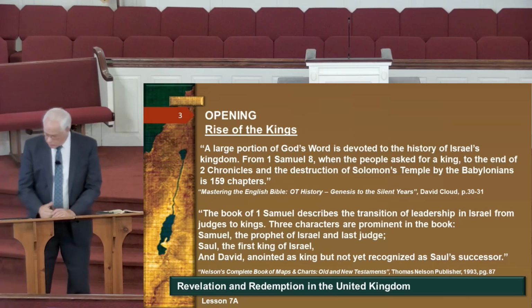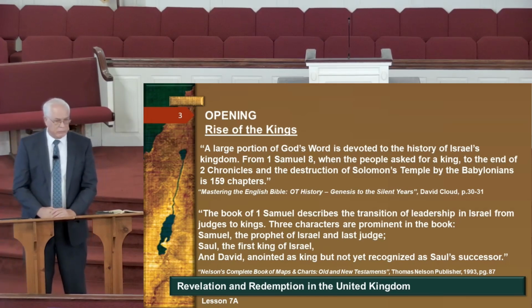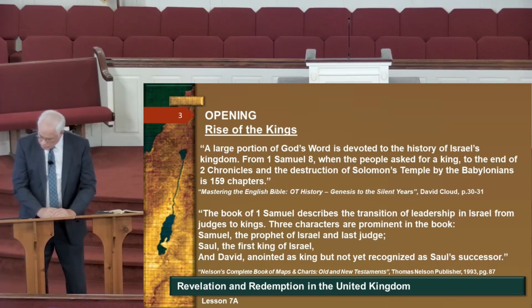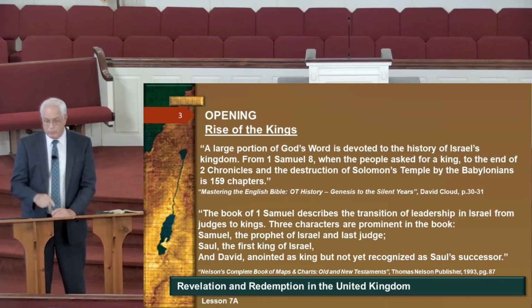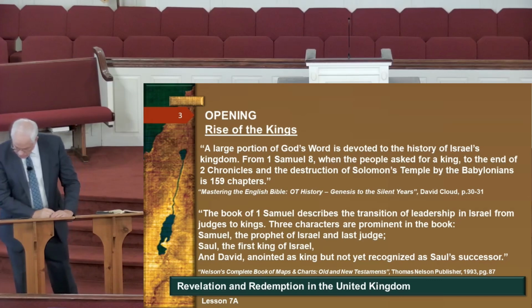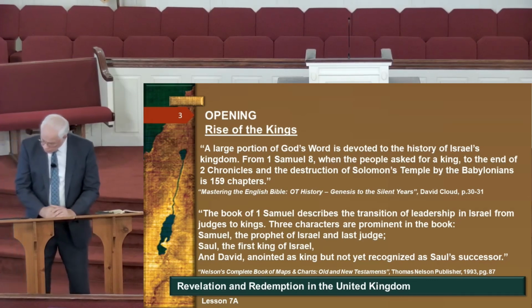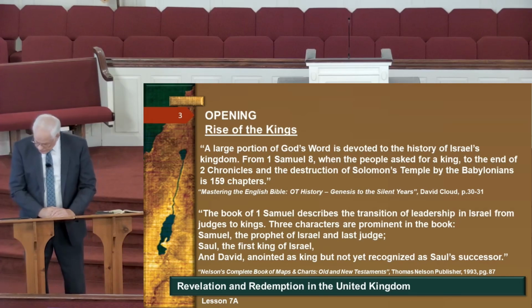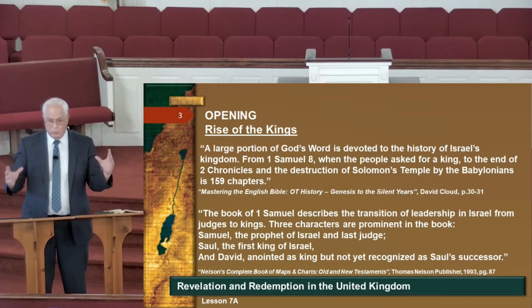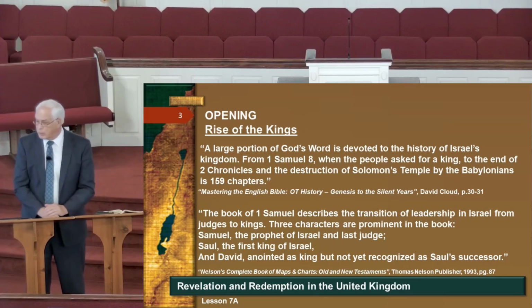But here, back to this point here about the beginning of Kings. A large portion of God's word is devoted to the history of Israel's kingdom, as you see there. And it says from 1 Samuel chapter 8, and we'll talk about 1 Samuel chapter 8 here in a moment, about when they asked for a king. When the people asked for the king, to the end of 2 Chronicles, the destruction of Solomon's temple by the Babylonians. That's what Dr. Cloud talks about. There's 159 chapters covering that whole time span of the events taking place.